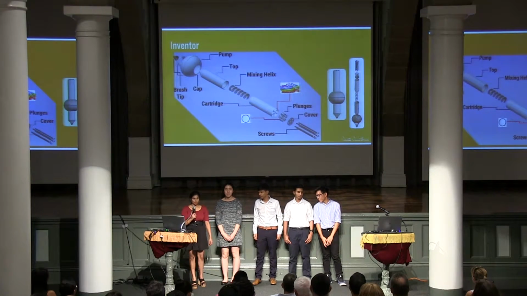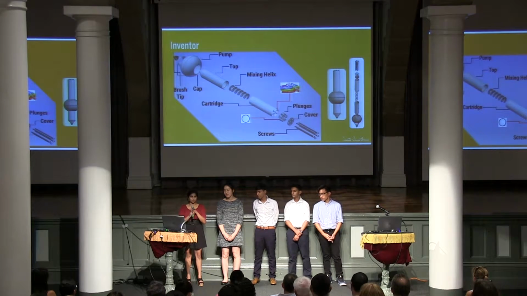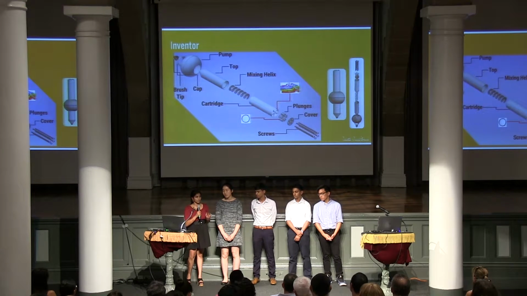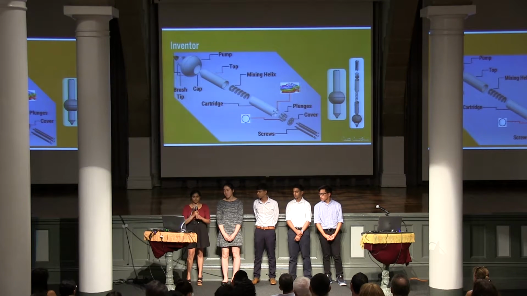So this is our Inventor model of our project. As you can see, there are screws, and the idea, as we will explain later, is to use the motors. Those motors will turn at a certain rate, pushing the screws, and in turn, the plungers will go down through the cartridge, and the paint will come out through the system, as you can see.